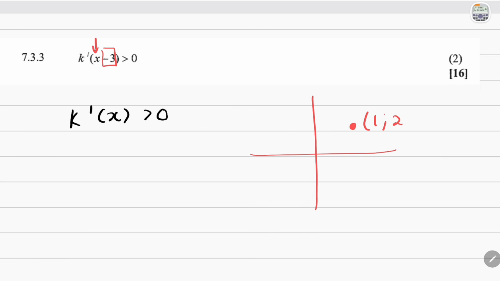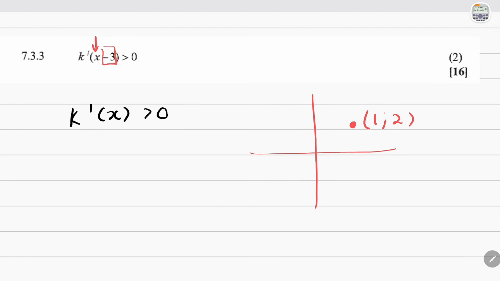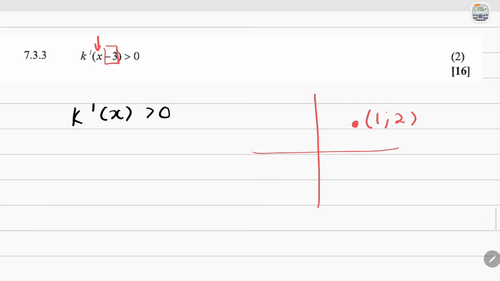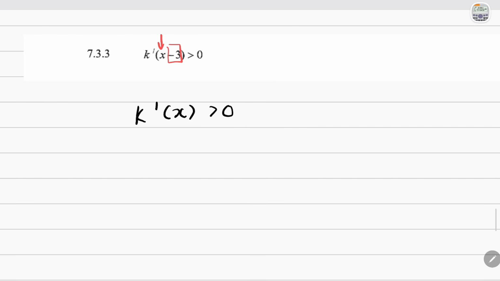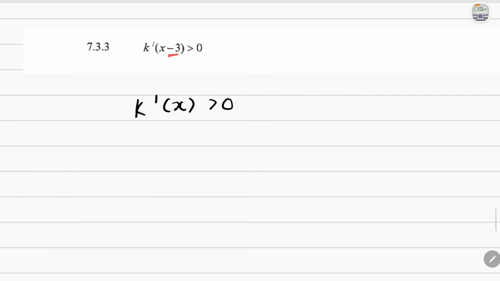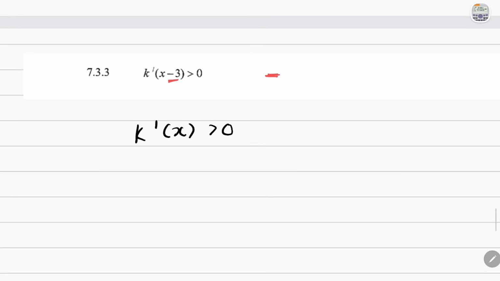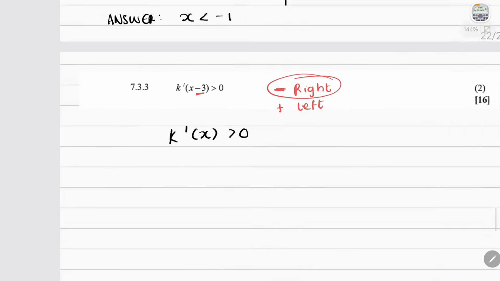So if this point was 1 and 2, and I needed to shift it 3 units to the right, do you see how it's going to become? I'll move 1, 2, 3, and it's going to become 4 and 2. Only the x value will change because adding or subtracting to the x value will shift the graph either to the left or the right. But now, do you see that they say x minus 3? When you subtract from an x value, you are actually shifting it to the right. When you say plus, you're actually shifting it to the left. This works with the equation, so if you see x minus 3, they're shifting it to the right.